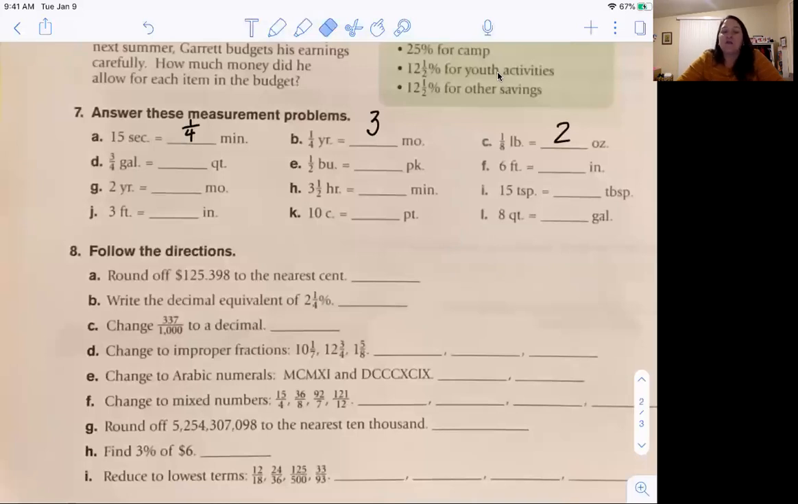Okay, letter D, I have 3/4 of a gallon is how many quarts? Well, how many quarts are in a gallon? 4 quarts are in a gallon. And if I have 3/4 of the 4 quarts, what do I have? Think about it. If you have 3/4 of 4 holes, I know you can see my hand. I have 1, 2, 3, 4 holes. And if I have 3/4 of those holes, how many do I have?